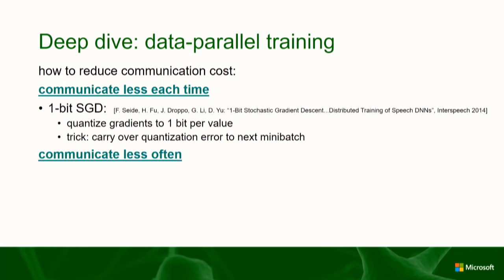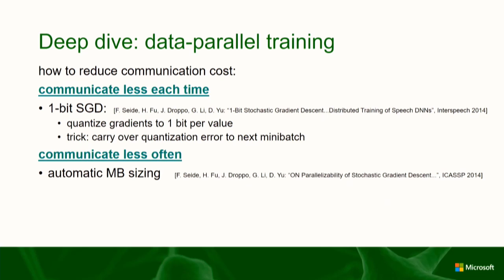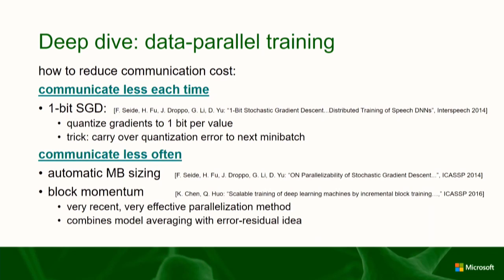The other innovation that helps out is automatic mini batch sizing. You can specify how much data is needed for your optimization yourself, or you can let the system decide based on available memory, your network structure, and your available hardware resources. And the other one is called block momentum, which is a very recent, very effective method of parallelization, and it combines model averaging with some error residual ideas that are captured in the paper, if you want to go into more details.